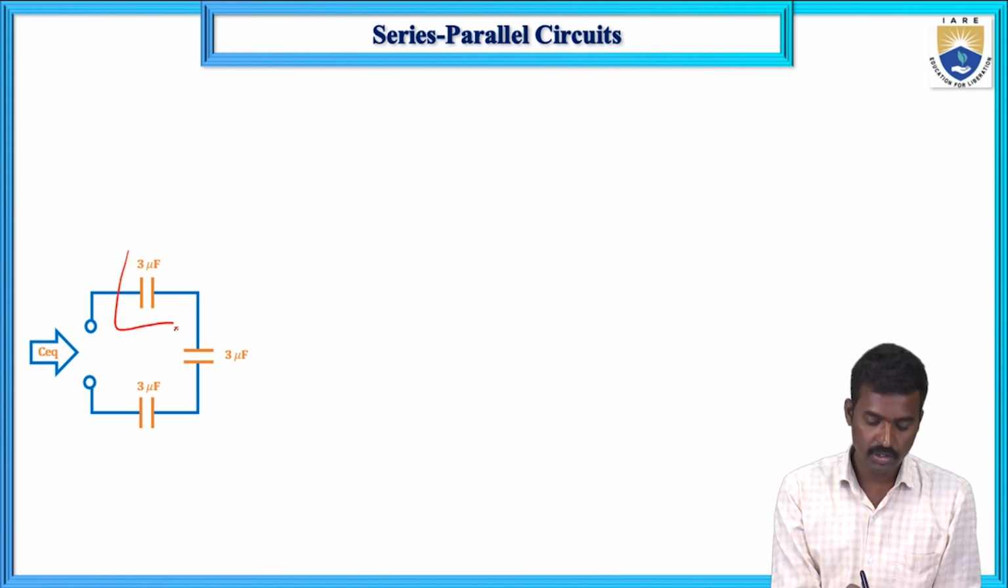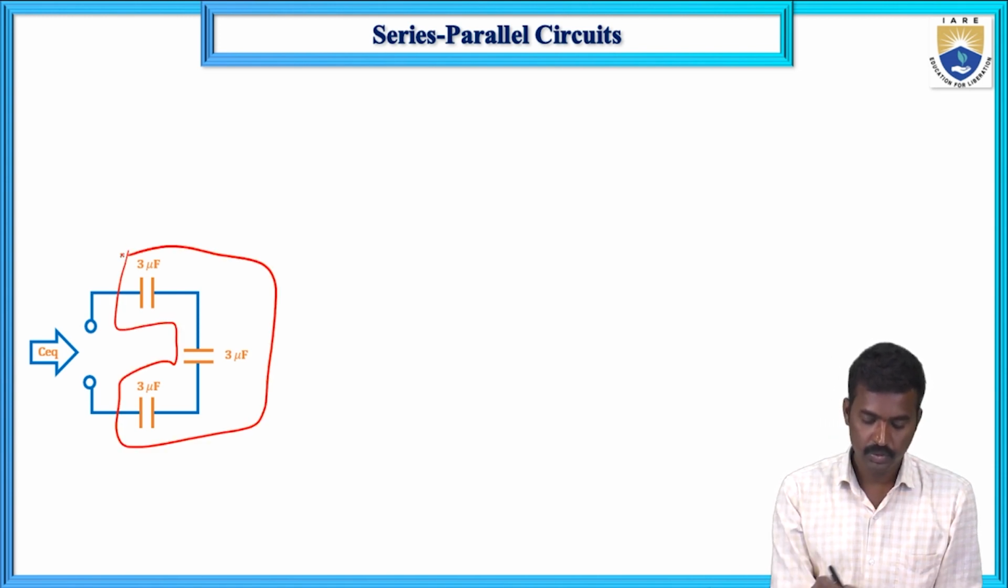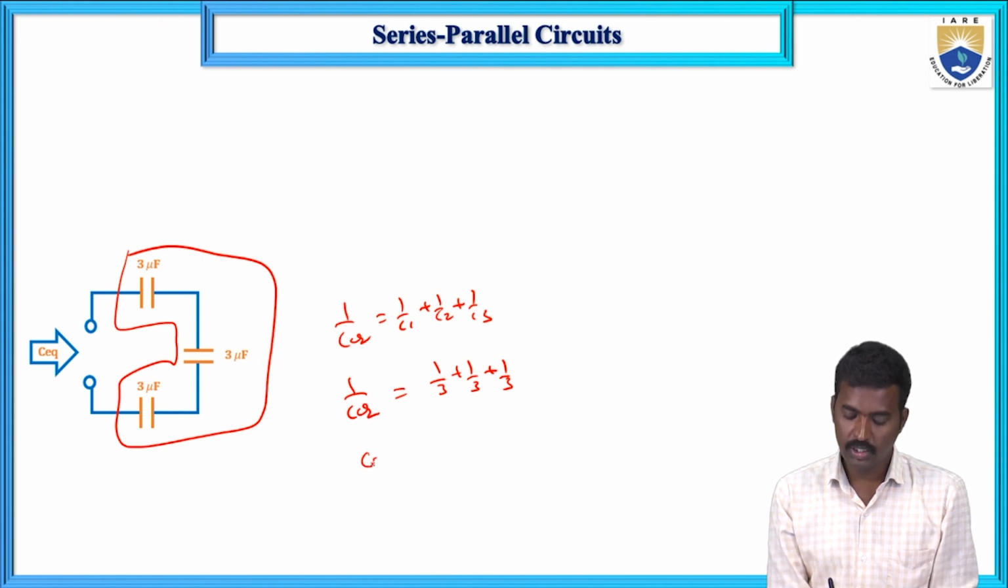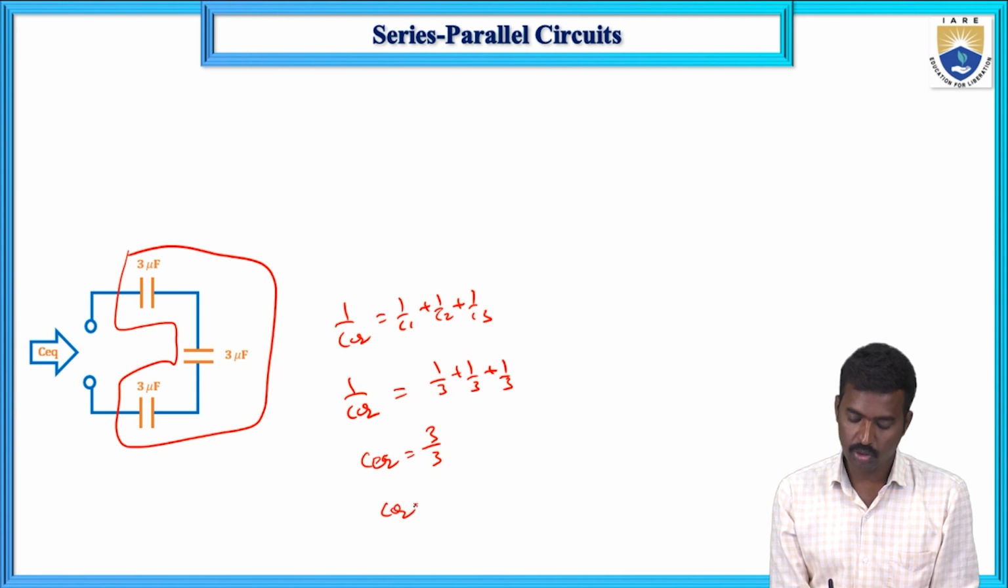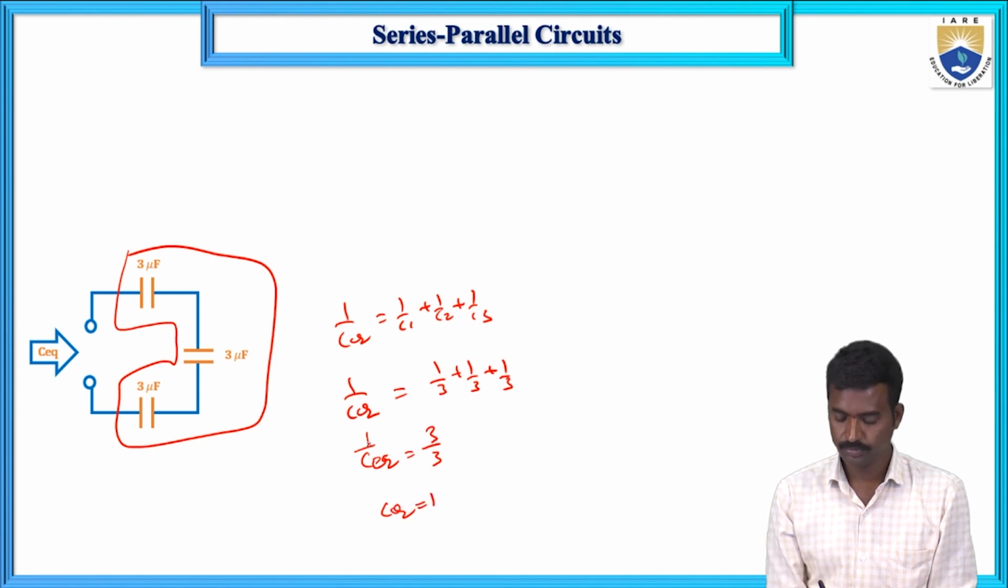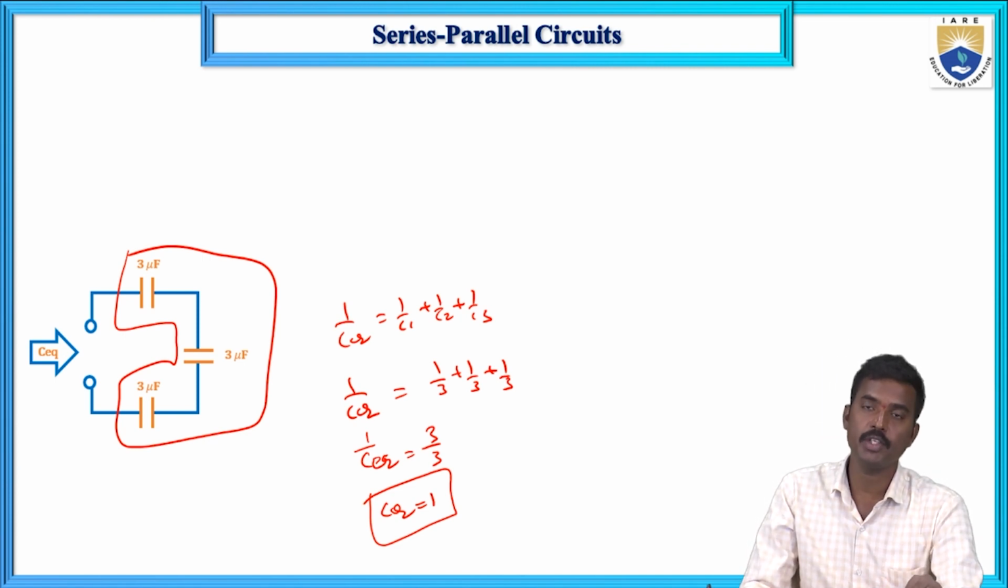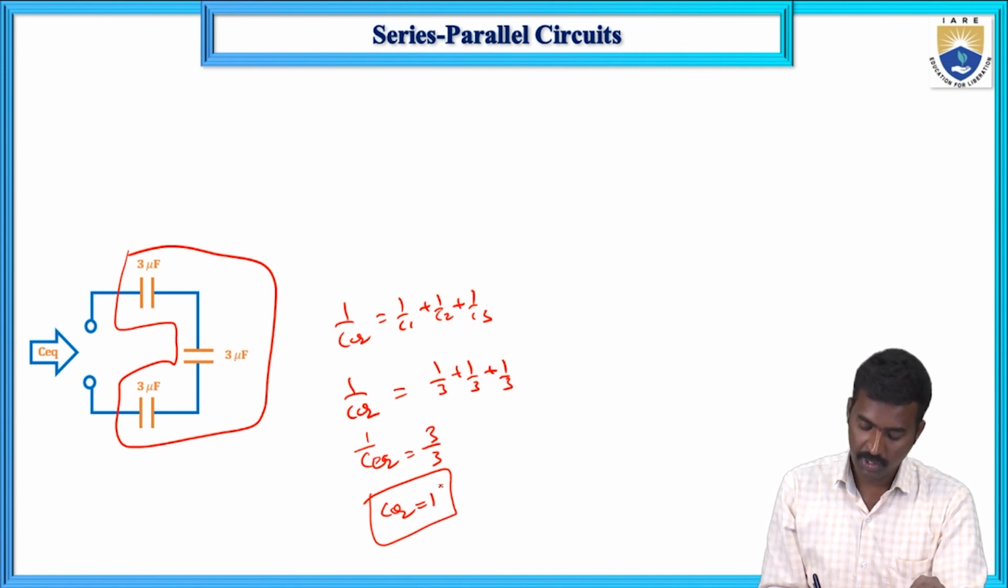Now again these three. So 1/C equivalent equals 1/C1 plus 1/C2 plus 1/C3, that equals 1/3 plus 1/3 plus 1/3. So 1/C equivalent is 3/3, so C equivalent equals 1. This one. So the equivalent capacitance between the source terminals is 1 microfarad.